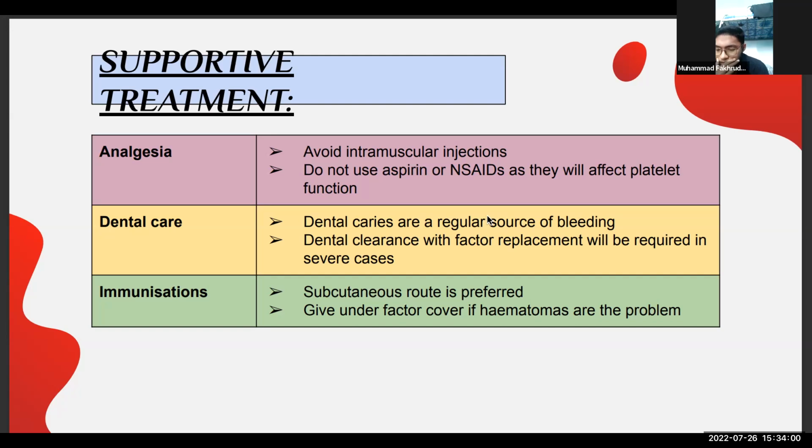We also need to give immunization, especially hepatitis B. According to the protocol, hepatitis B needs to be given to all patients with hemophilia. The preferred site is subcutaneous, and it is given under factor cover if hematoma is a problem. Okay, I think that's all for me. Thank you.